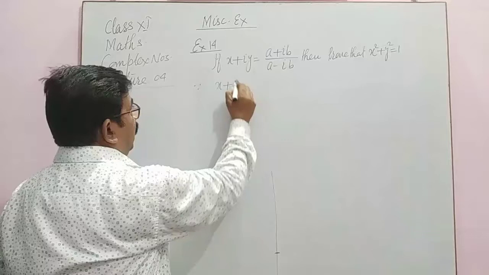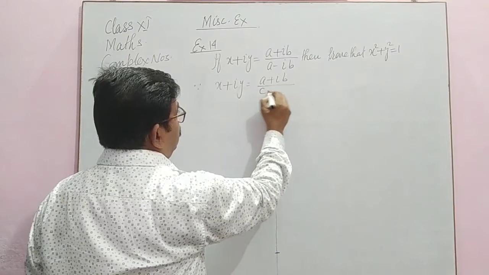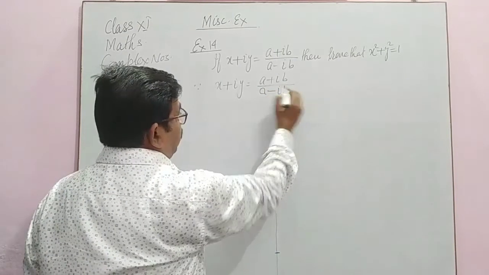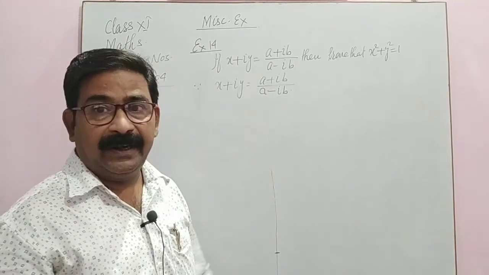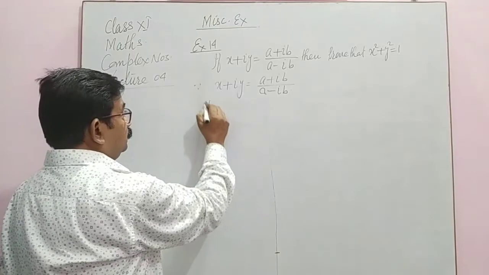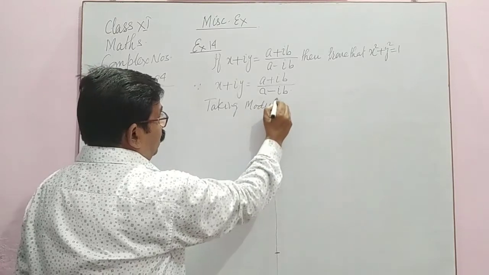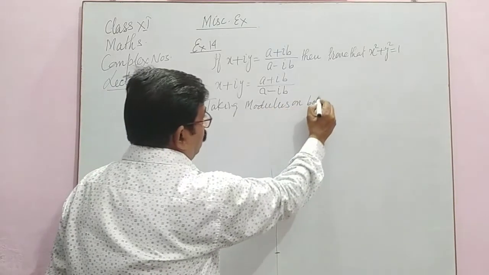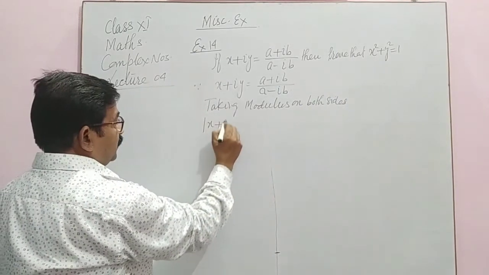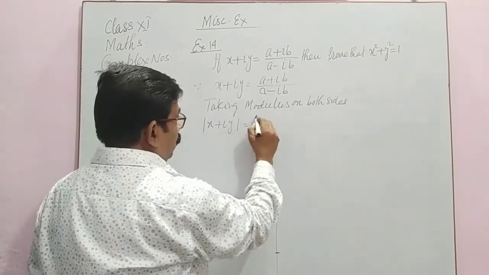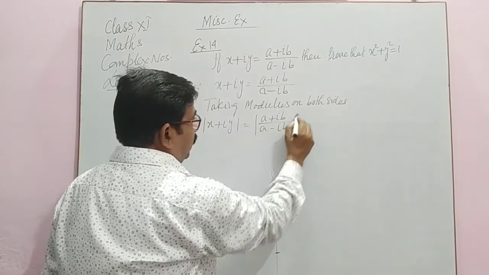Since x plus iy is equal to (a plus ib) upon (a minus ib), taking modulus on both sides. So this will be mod of x plus iy is equal to mod of (a plus ib) upon (a minus ib).